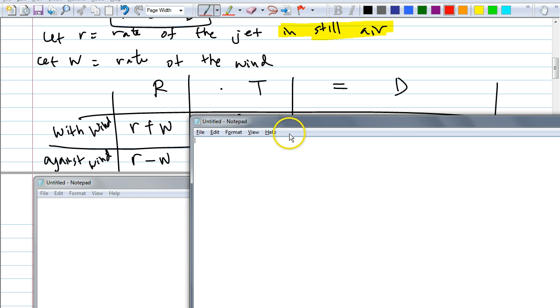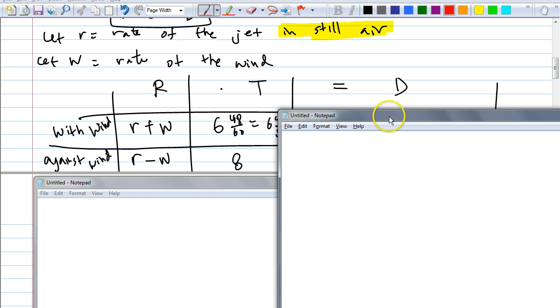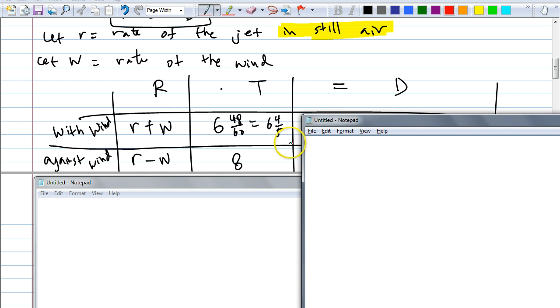And so what would be the time then against the wind? That's a little bit easier. 8, right? It's simply 8. And look what I did. 6 and 48 over 60. You could simplify that as 6 and 4 over 5, right? Isn't that nice? If you can simplify the fraction, it just makes it easier to do.